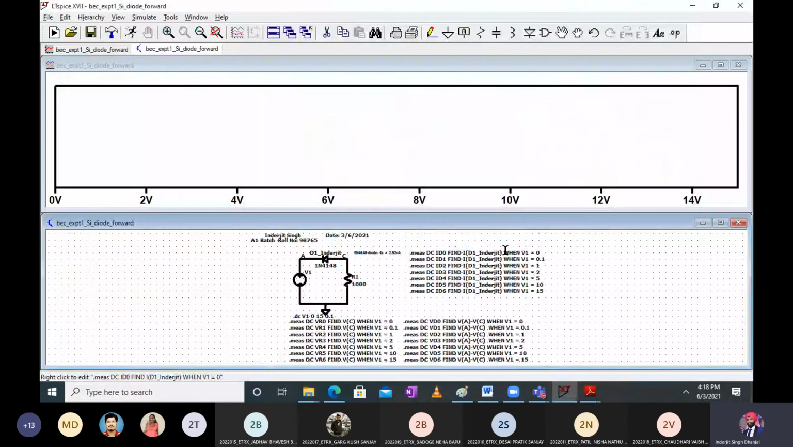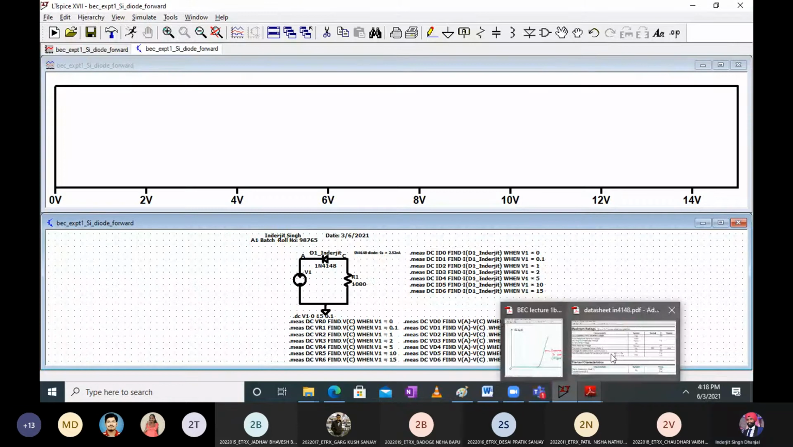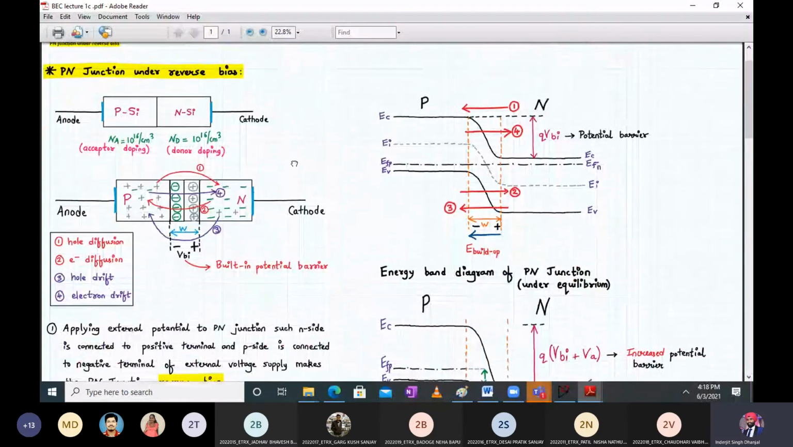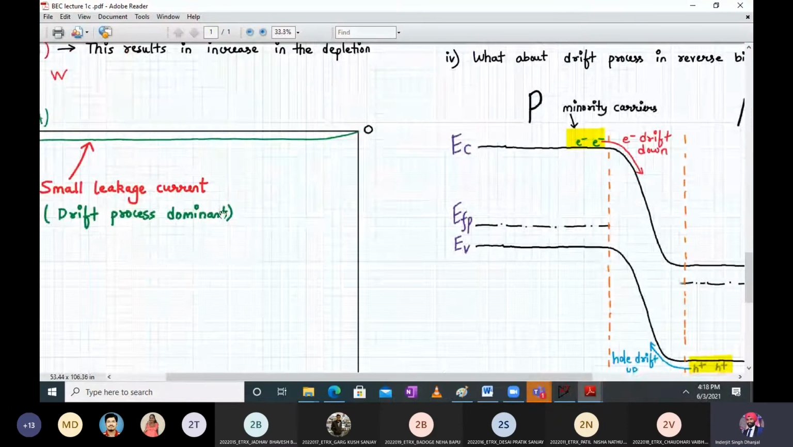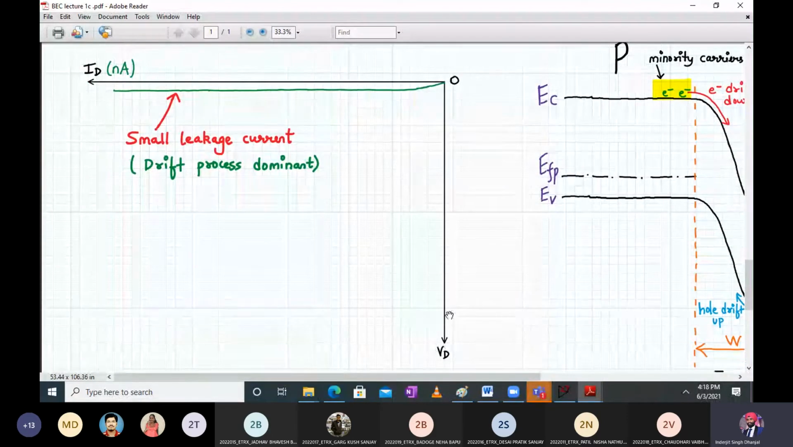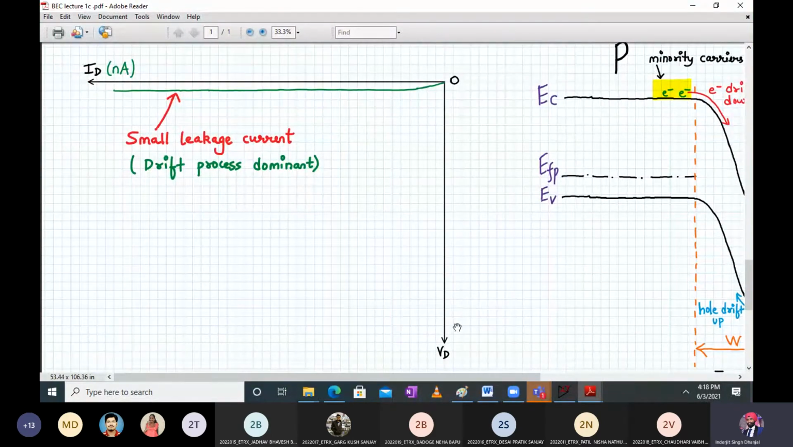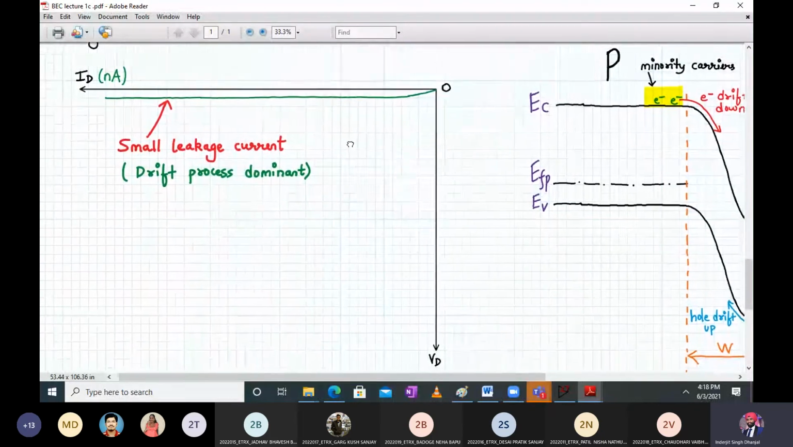Let me show it to you. Third quadrant, correct. So under reverse bias, we have studied that there will be a small leakage current, correct? There will be a small leakage current and the diode voltage is also in the negative direction.